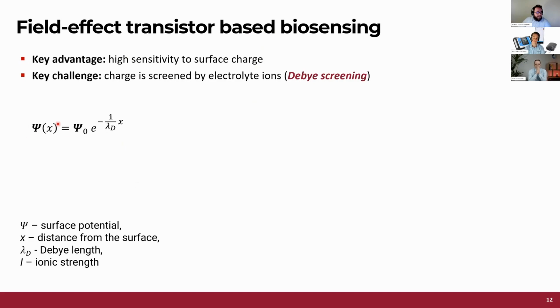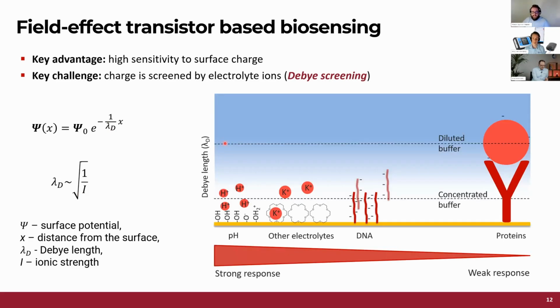So what happens here is that the surface potential of a given surface, given electrode, is in terms of this distance and this here, the Debye length. So the Debye length is this characteristic measure of how far the sensor can see in principle. This is in very basic terms. And this is also dependent on the ionic strength, and you can see that dependence in this simple scheme.